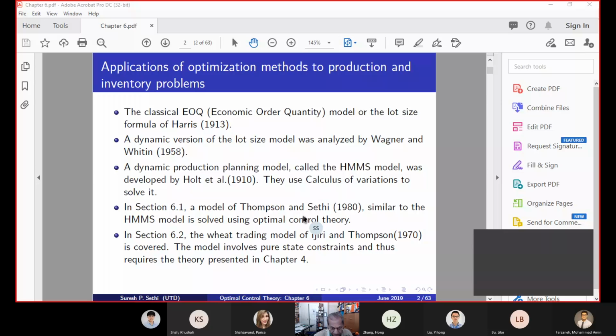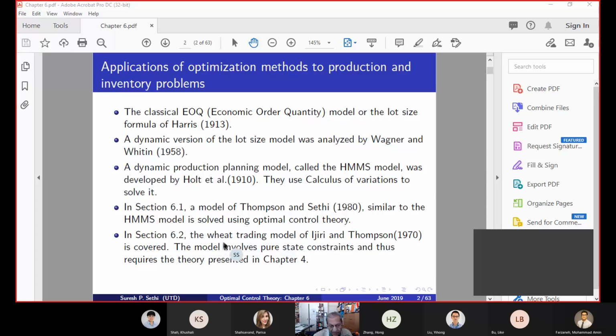Thompson and Sethi took this particular problem and tried to apply control theory instead of calculus of variations, and also developed some other ideas of what are called turnpikes. And that was published in Management Science in 1980, and I will present that paper as the first paper on this topic in this chapter.